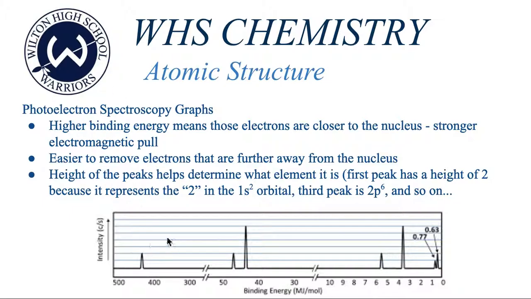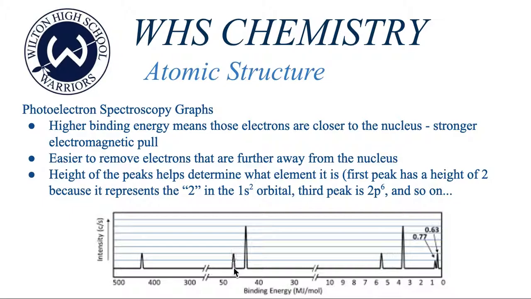And it's easier to remove electrons that are farther away from the nucleus. So, for example, electrons that are out here on the graph would be much easier to remove. The height of the peaks helps you determine what element it is. So the first peak here has a height of 2. So 1, 2. The intensity is, for example, if you've already gone over ground state electron configuration, you know that the first thing you usually write is 1s2. So this peak would represent 1s2 because it's really hard to remove those first 2 electrons that are the closest to the nucleus because there's such a strong pull.